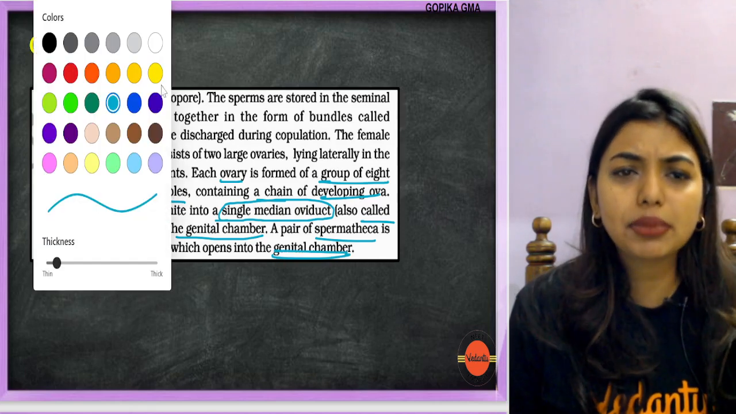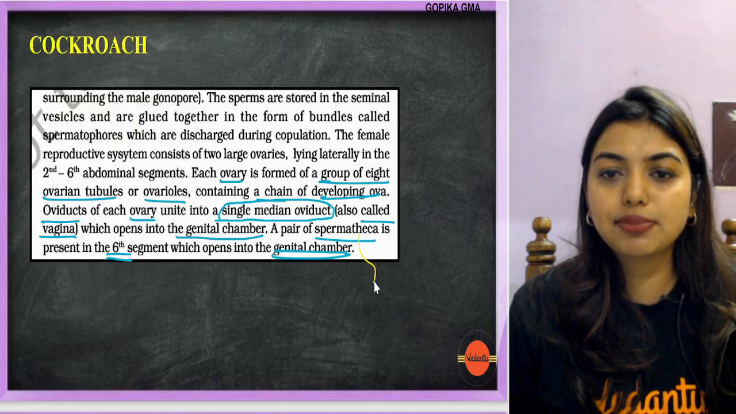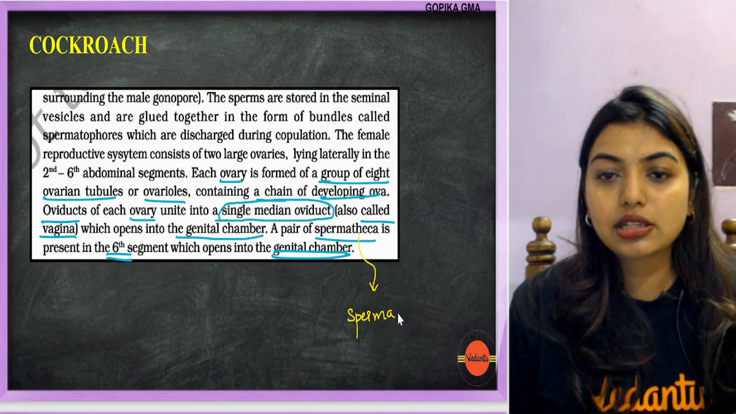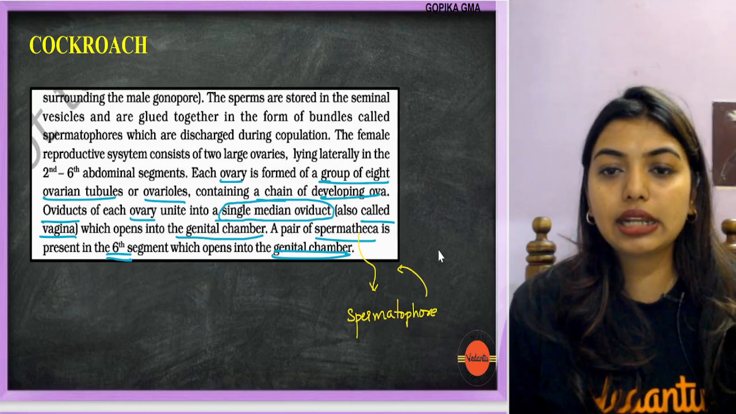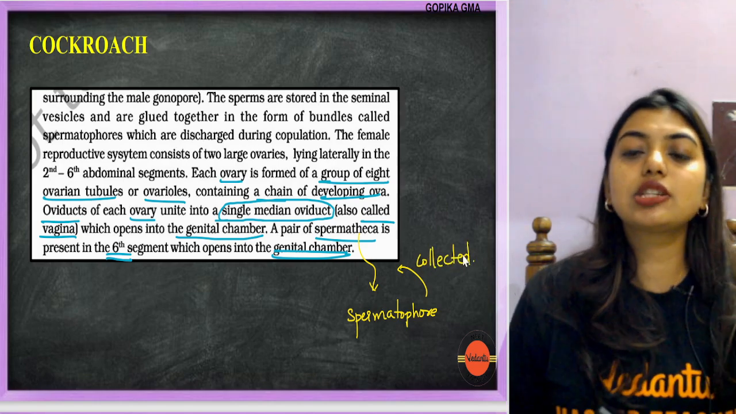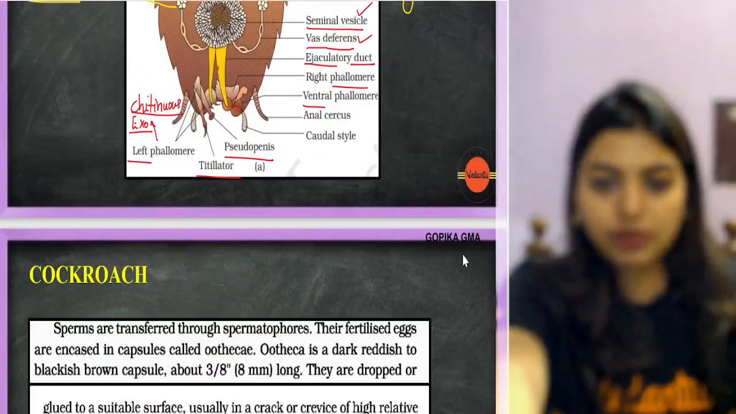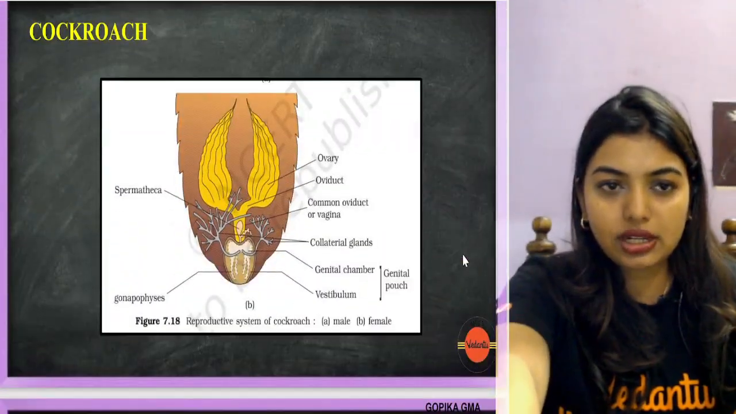Ma'am, did you say spermatheca in females? Yes, students, I told spermatheca in females because the spermatophore is coming from the male. The packet will be collected by this fellow, that is your spermatheca, which is present in females. Now before I go into anything, let me show you the structure so you'll have a clarity.